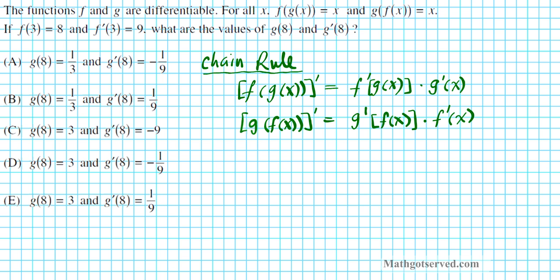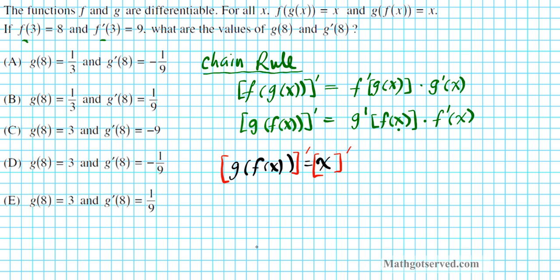All right. So let's take a look at this one, the g of f of x. Since we have f of x here and f prime of x, and we know what f of 3 and f prime of 3 are, we have g of f of x is equal to x. So what are we going to do here? We're going to differentiate both sides of this equation.